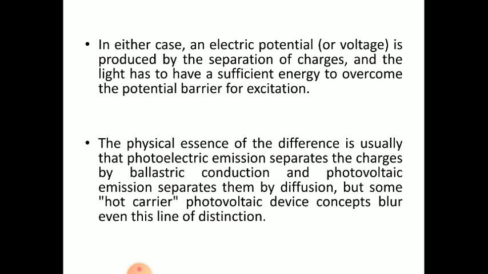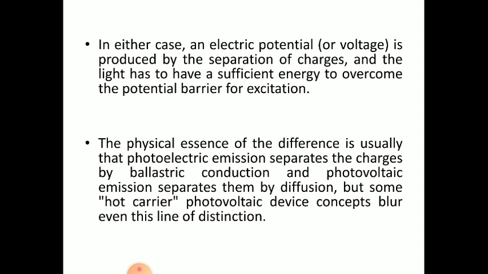Because of the light intensity, if there is a production of current or voltage, that will be seen as a photovoltaic effect. In either case, an electron potential, that is voltage, is produced by the separation of charges, and the light has to have sufficient energy to overcome the potential barrier for excitation. For the production of free charge carriers and the breakage of the bonds, the light has the energy. We know that energy is sufficient to break these particular bonds, because excitation requires the absorption of energy by the electron or by the charge.